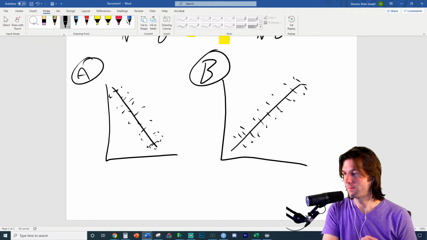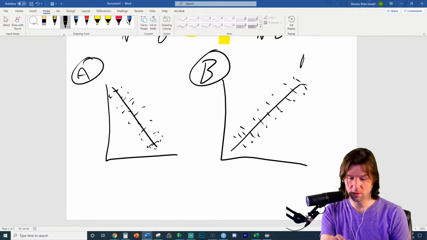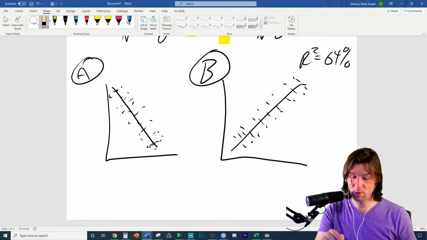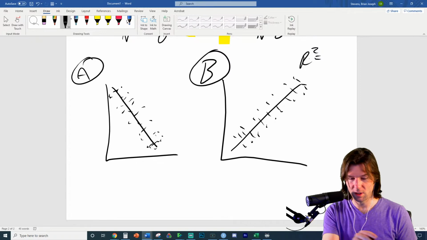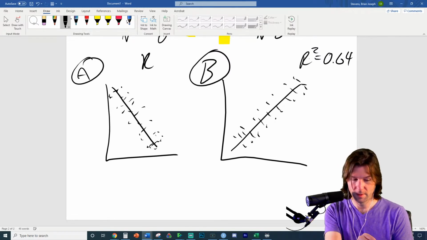Let's see here. No, 0.64. So both of these have an r squared of 0.64, which means 64% of the variation in y is explained by the variation in x. And I guess we should write r squared. It's interpreted as a percent, but usually we display it as a decimal.